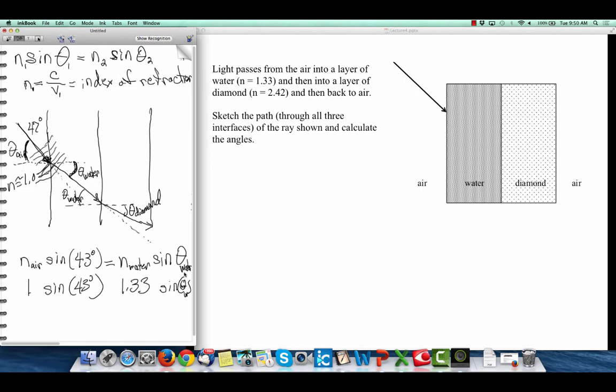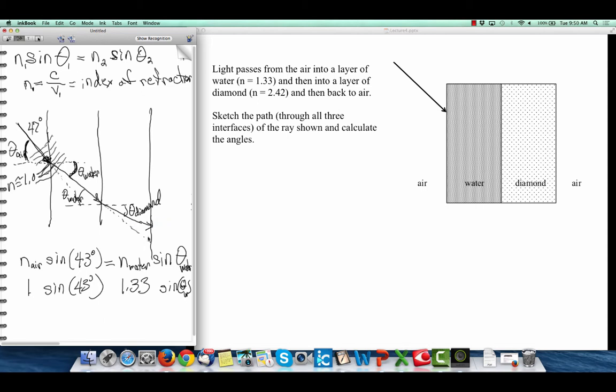Any questions on that one? We just bent it even more because we went even slower. That last ray through the diamond looks like it's curved. I just can't draw very well. It's supposed to be a straight line still.